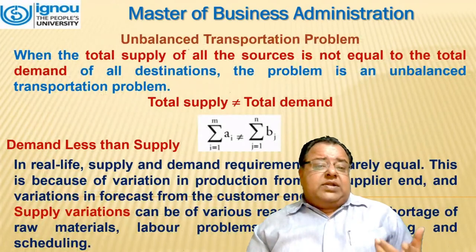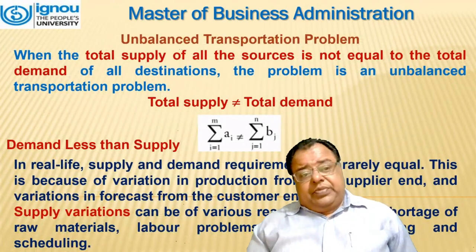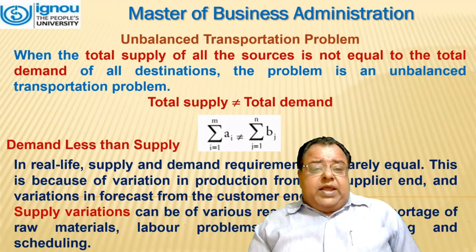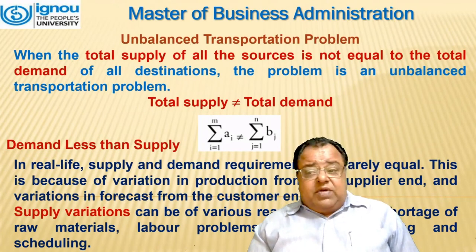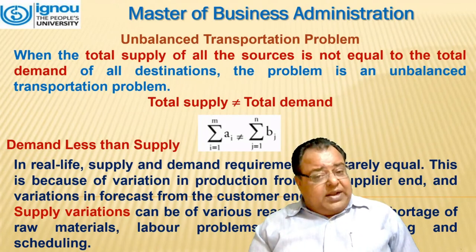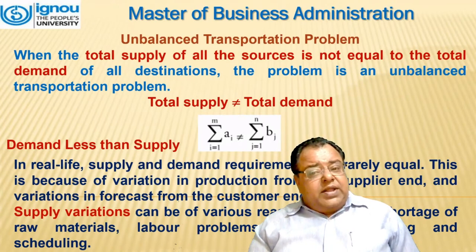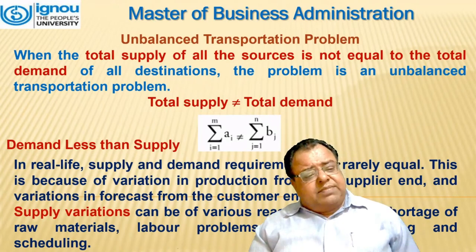Now, what is an unbalanced transportation problem? When the total supply of all the sources is not equal to the total demand of all destinations, the problem is an unbalanced transportation problem. In that case, total supply is not equal to total demand. One case is when demand is less than supply.